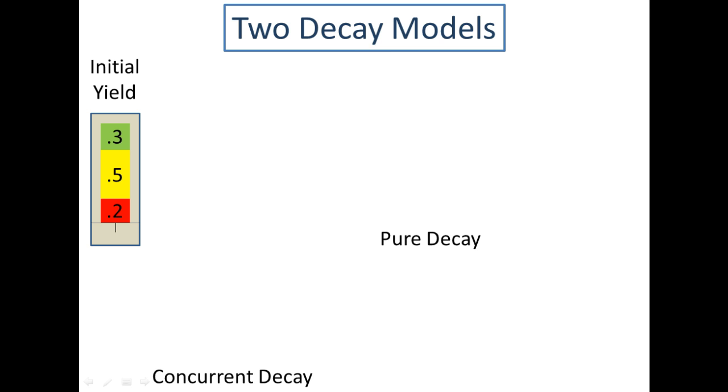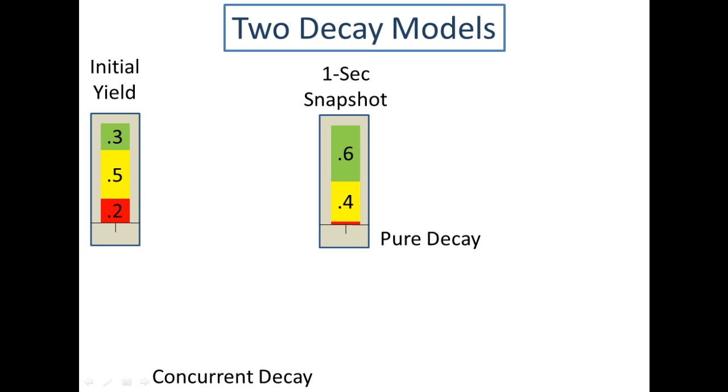We will have two methods of calculating radioactive decay in this model. Concurrent decay is used for the newest isotopes. Pure decay is used for the old isotopes. Concurrent decay is calculated only once. It takes the initial yields out to the end of the first second, when the first snapshot is taken.